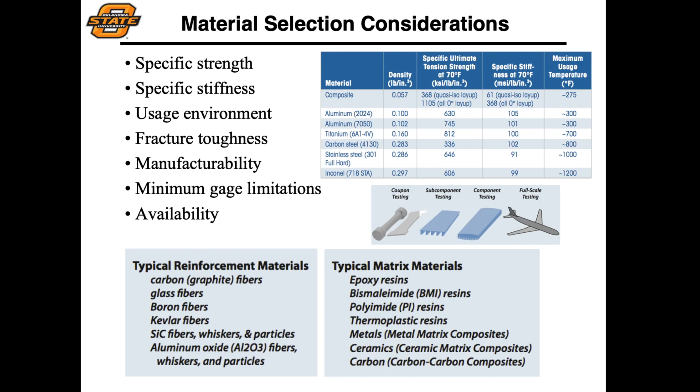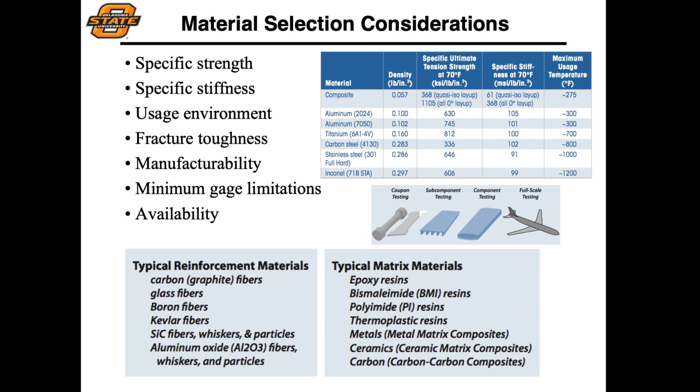So when you start thinking about materials, you need to look at some various material selection considerations as part of your design process. Specific strength, specific stiffness, what environment the aircraft is going to be operated in, what the fracture toughness is, what the manufacturability of the material is, minimum gauge limitations, and finally availability and cost of the overall material.